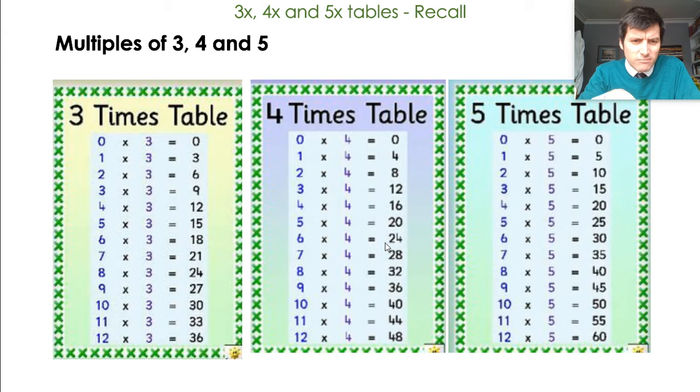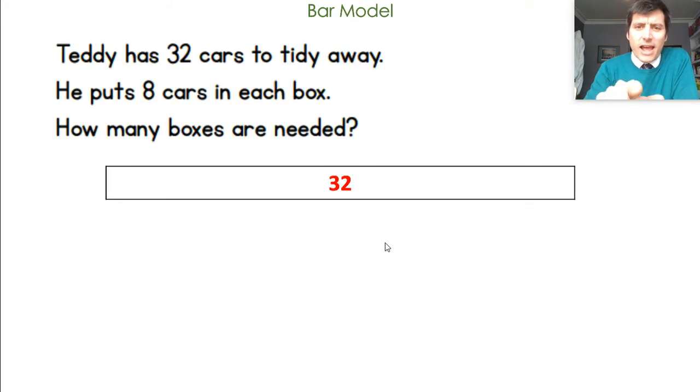Is it in the 3s? No, there's 30 and 33. Is it in the 4s? Yeah. Is it in the 5s? No, you know it's not because it's not got a 0 or a 5 in the 1s value. So therefore, 32 is only a multiple of 4. Now I know that the other factor which goes with 4 to make 32 is 8. So now I'm thinking, 8.